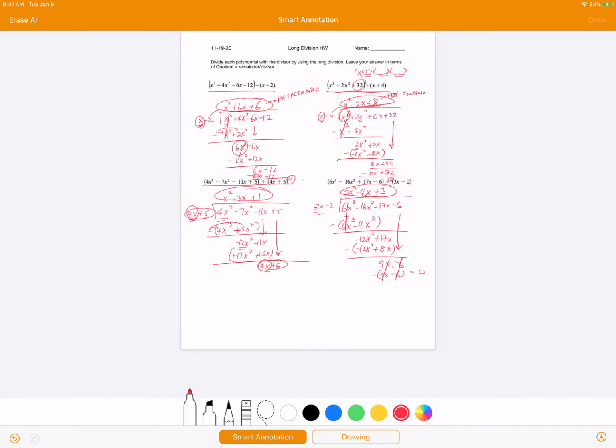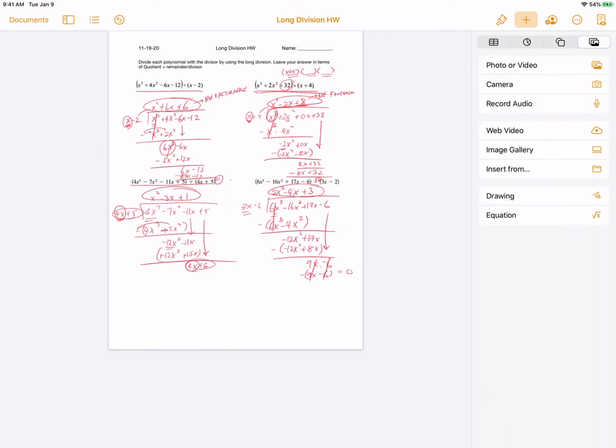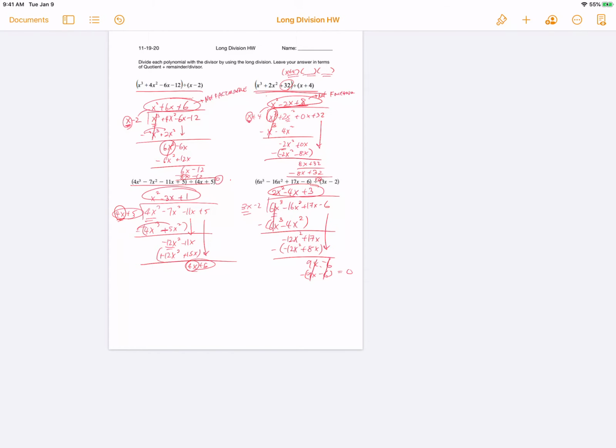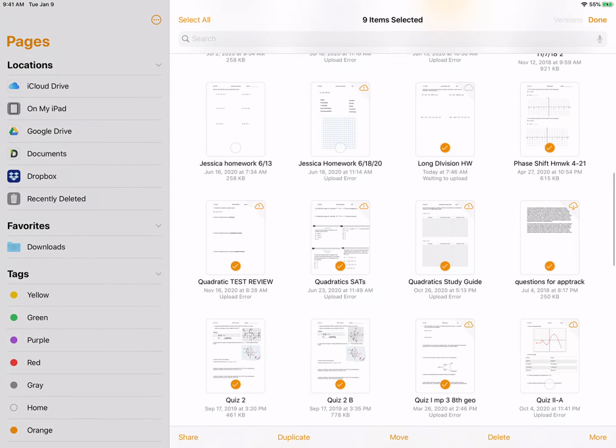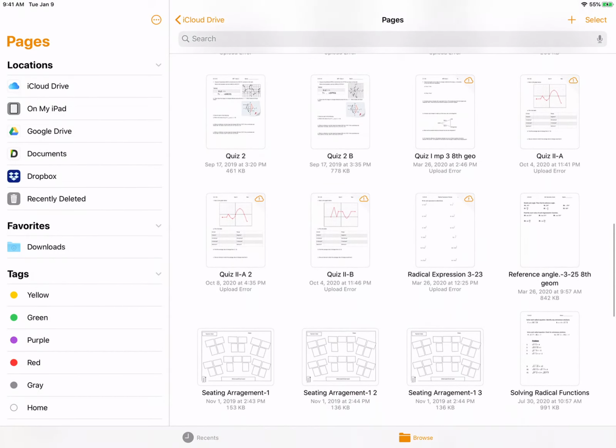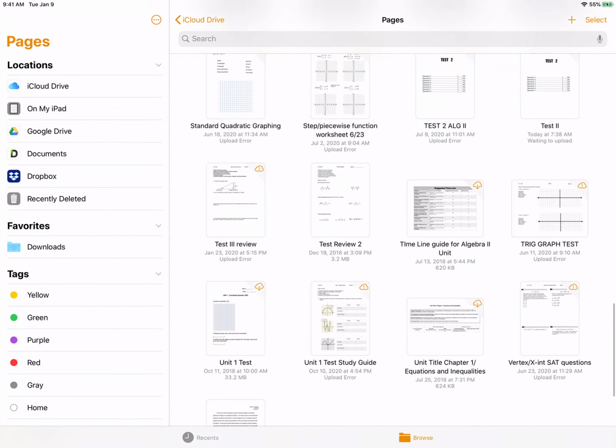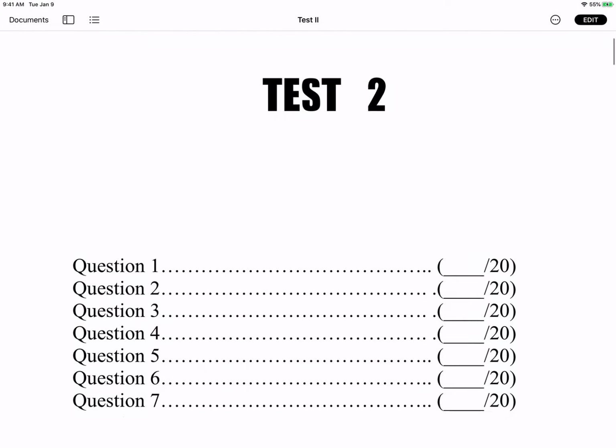Okay, so like I told you before, we'll be talking more about the long division once we get back, once we start next week. I'm going to go over test number 2 for the quadratic. Let's see, so quadratic test would be this one.